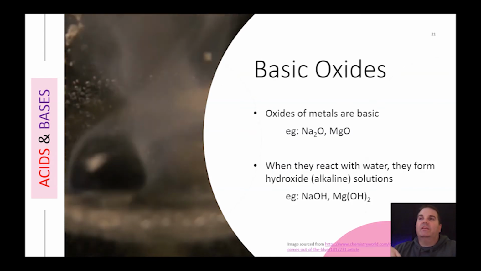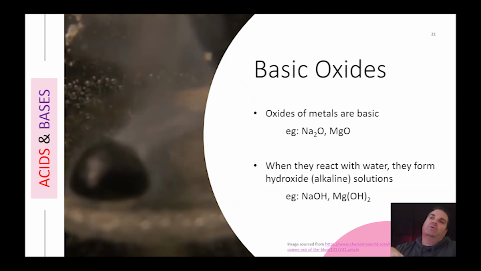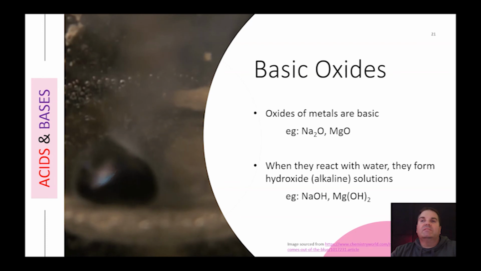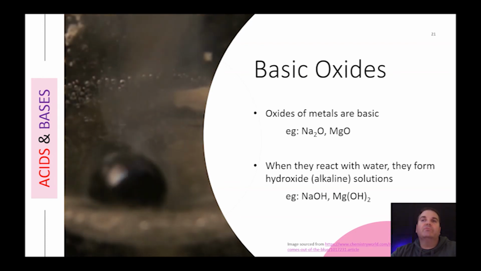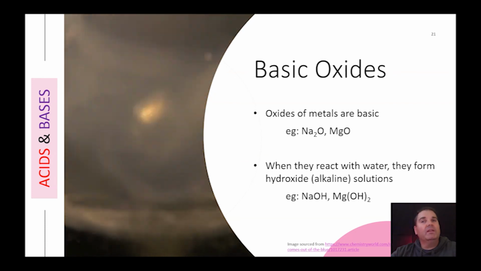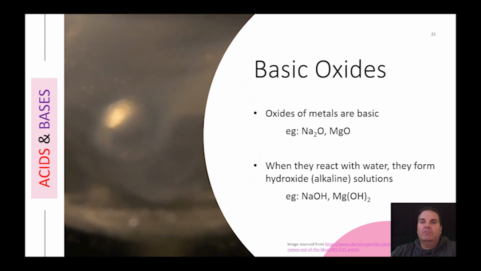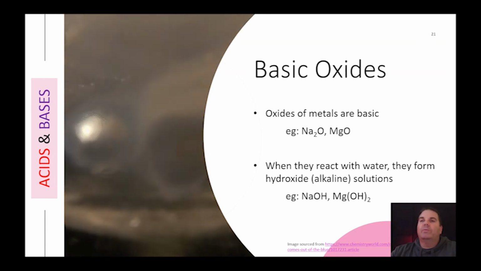Basic oxides, on the other hand, are oxides of metals. This little GIF is sodium metal which has been dropped into some water, and if you look really closely, just on the surface of the sodium, you can see a bit of a blue color. So you can see that it is basic in there. It's got some indicator that's been put in. So this reaction is forming something that is basic.